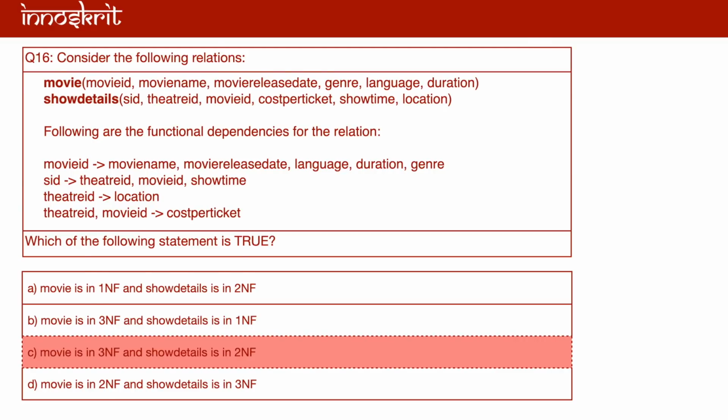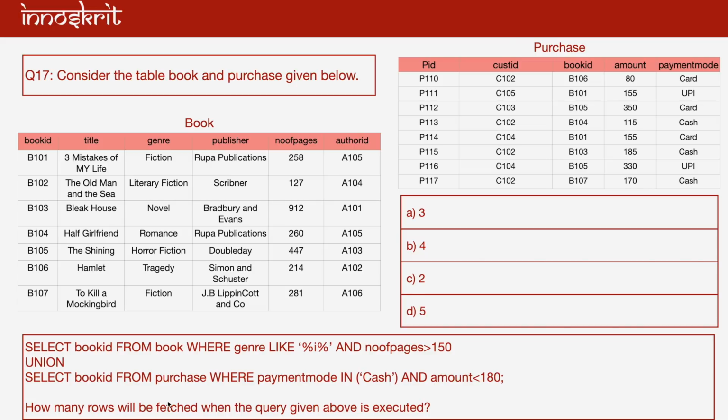Okay, now let's look at the next question. I think it is a simple question. Basically we are going to do a union of two different queries. So let's first run the first query. We will be performing this where condition. It says the genre column should have I in between. So this will be part of it, this will not be included, this will be included, and we can simply ignore these.